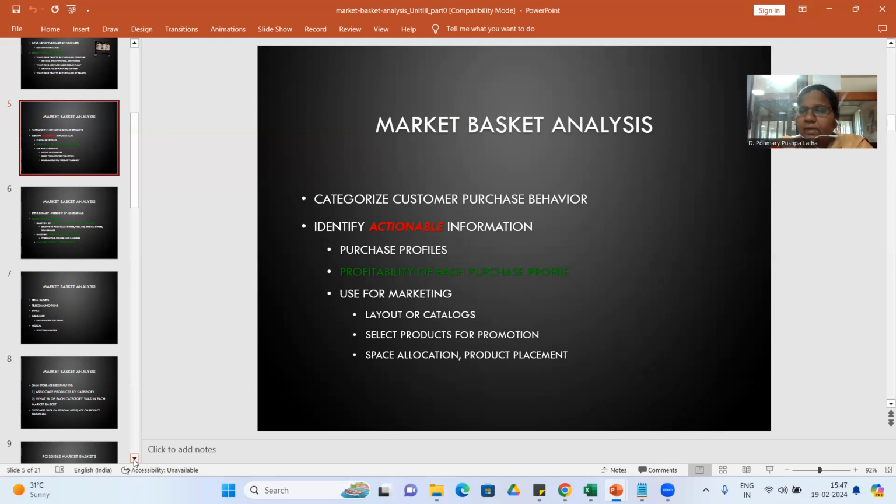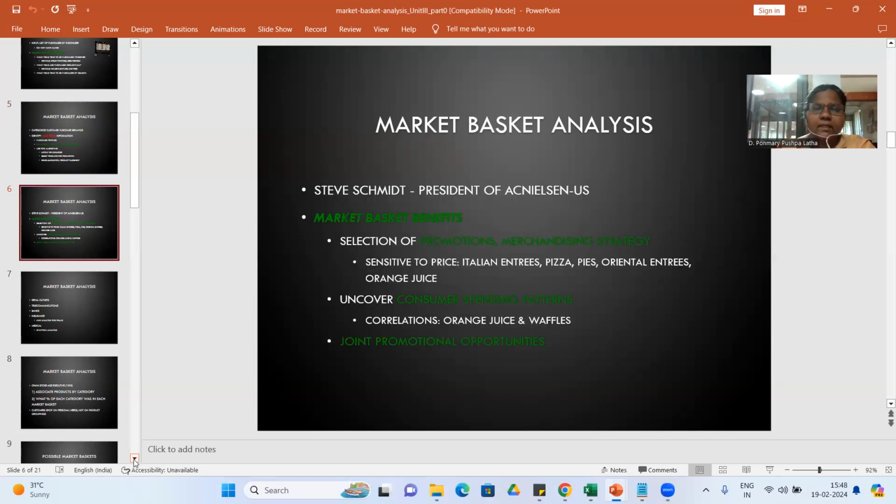Whenever we go to any store, they will give you the catalog. Similarly, they will give you an offer, like if you purchase more than 5,000 rupees, they will give you this. If you purchase more than 10,000 rupees, they will give you 10 kg of sugar. Like this, they will give. So all this is used for marketing.